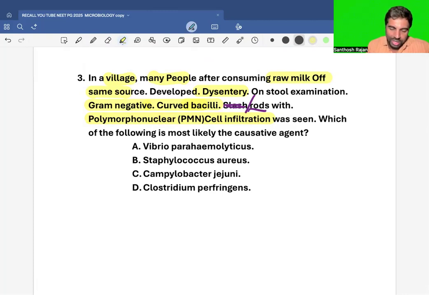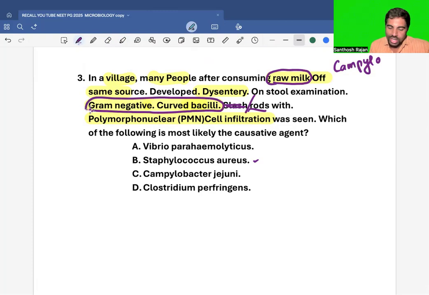So first of all, milk itself gives you a clue. When you talk about raw milk with diarrhea, the combination mostly goes towards Campylobacter only. Yes, but there can be other sources also. Staphylococcus aureus also can cause it. But you look here, it is clearly given gram-negative curved bacilli. With this itself, I'm going to rule out two things. Your Staphylococcus aureus is gram-positive, so out.